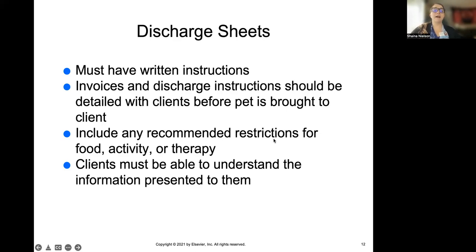I would much rather have that than have them go home, freak out, and try to call the clinic. What if the clinic's closed and then they write us a horrible review and it turns into this big nasty thing that didn't need to be there? So just take the extra time to inform them, present the information, and make sure that they understand it.